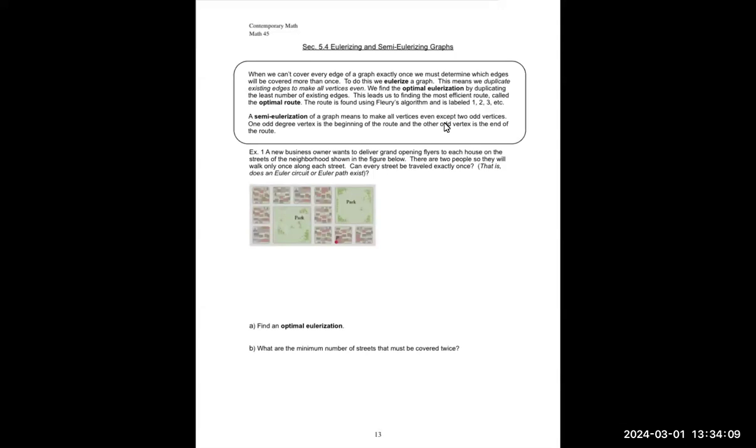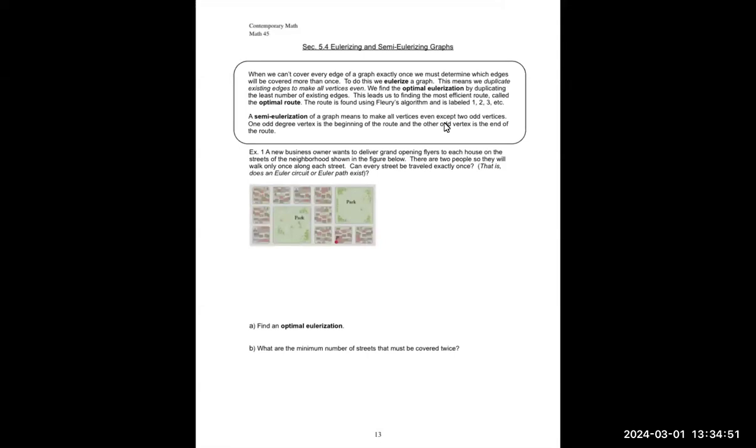And it says, when we can't cover every edge of a graph exactly once and only once, we must determine which edges we will cover more than once to minimize the amount we have to walk through a neighborhood. To do this, we Eulerize a graph. That's what Eulerize is. This means we duplicate existing edges to make all vertices even. We find the optimal Eulerization by duplicating the least number of edges. This leads us to find the most effective route, called the optimal route.